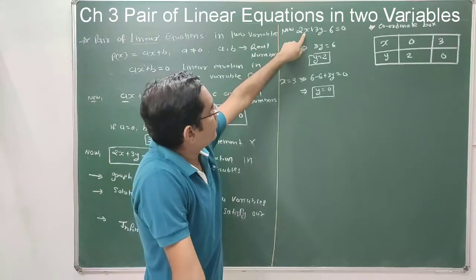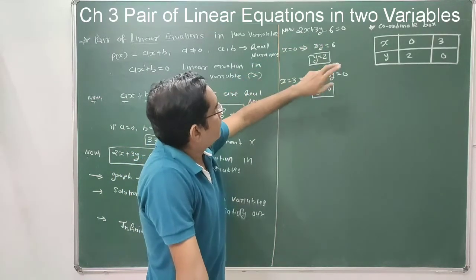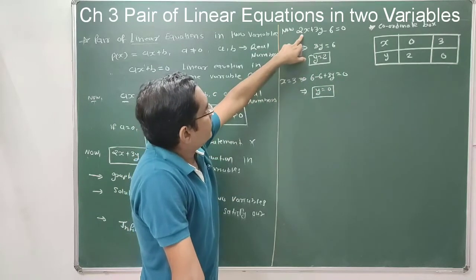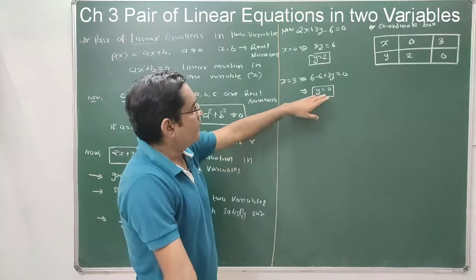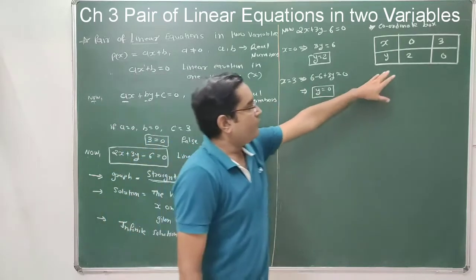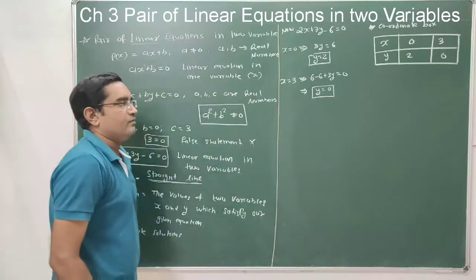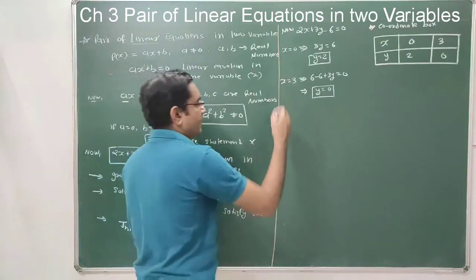Put x equal to 0 over here. So 3y equals 6, y equals 2. Put x equal to 3 here. So it's 6 minus 6, 0, so y equals 0. These are the corresponding values of y with respect to x. Now we have to locate these values in our graph. So we are getting the graph of our linear equation.